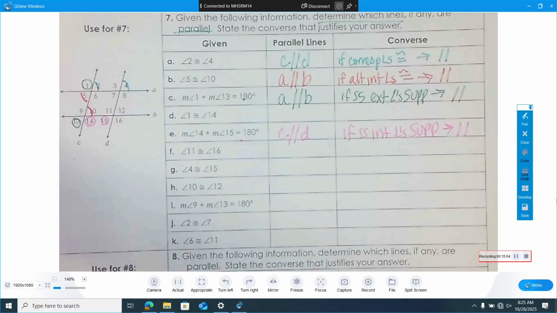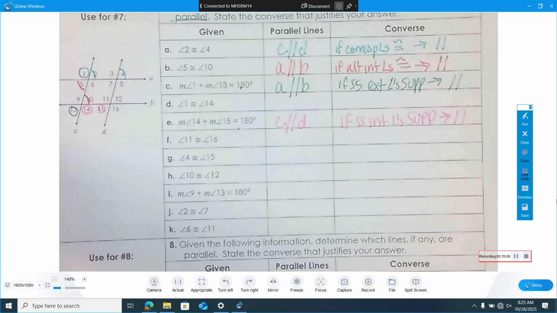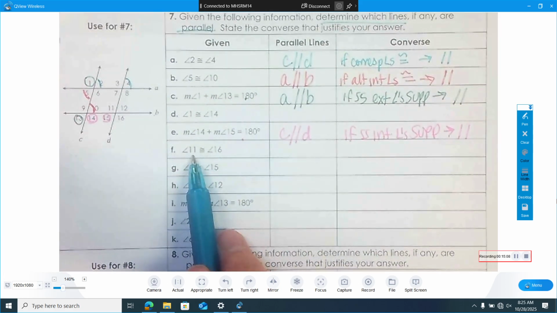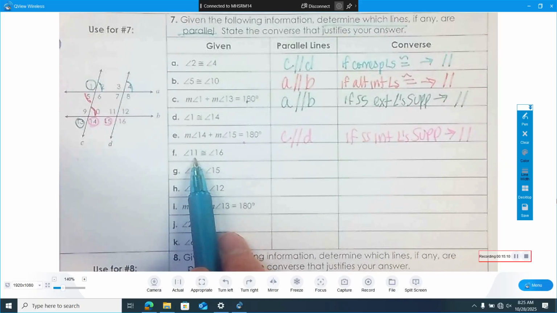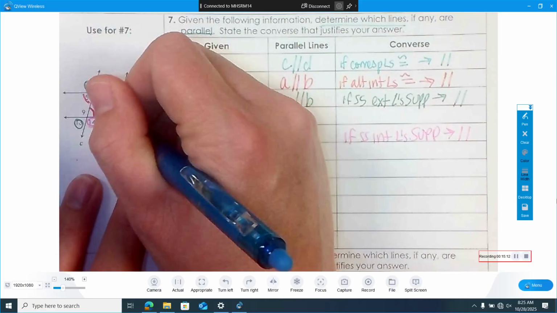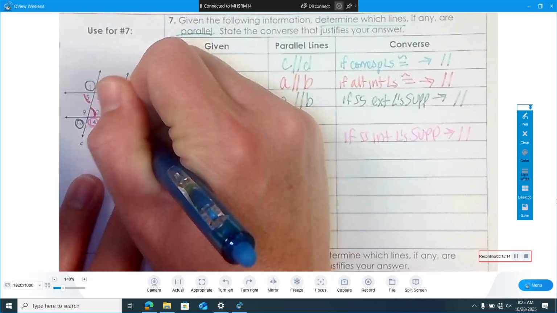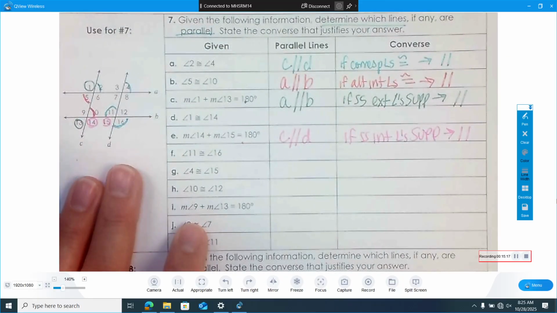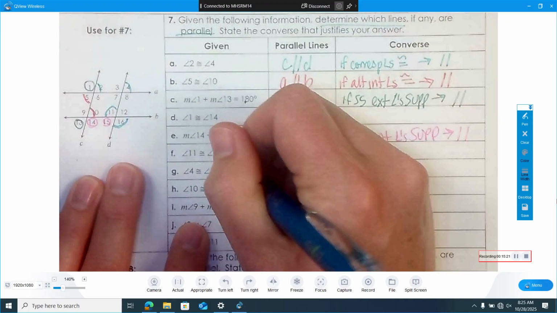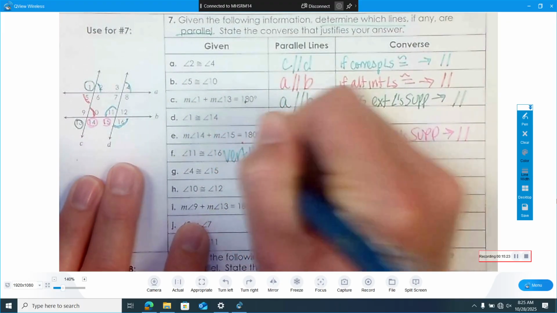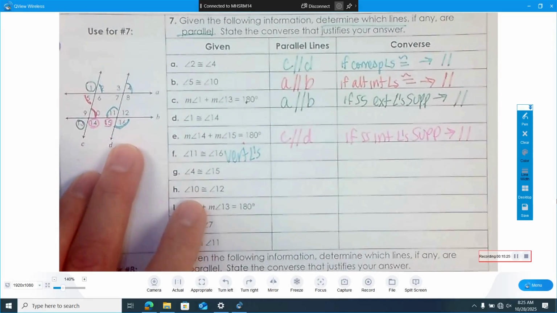Cool. Let's look at number F. Number F. 11 is congruent to 16. What kind of angles are those? Vertical. Yeah, those are vertical angles. And they are congruent to each other. That's a very true statement.